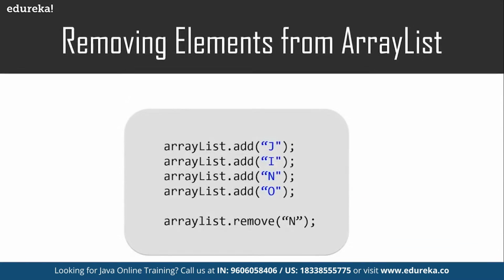So say I have an array list called add and I have J, I, N and O, and I want to remove N from this. So how will I do that? That is, this is an array list.